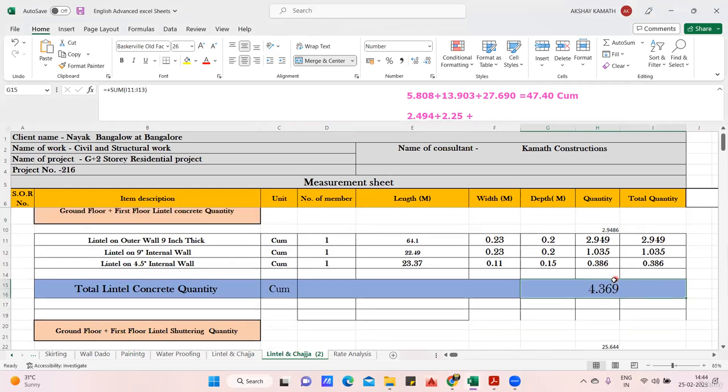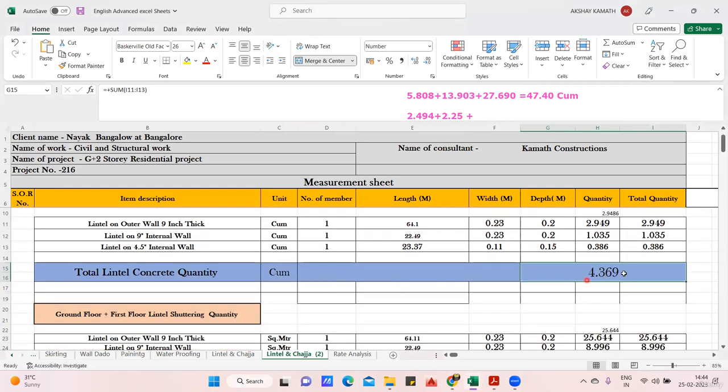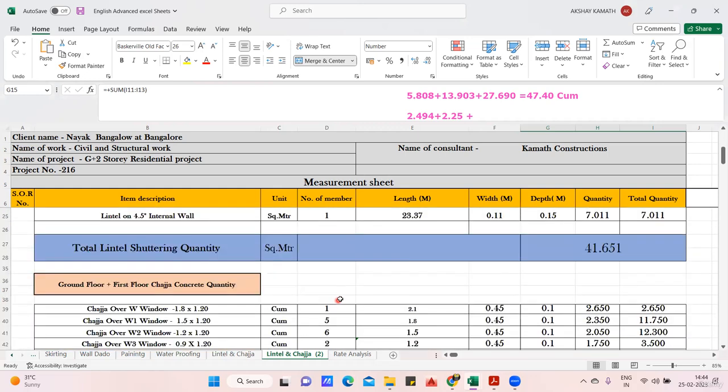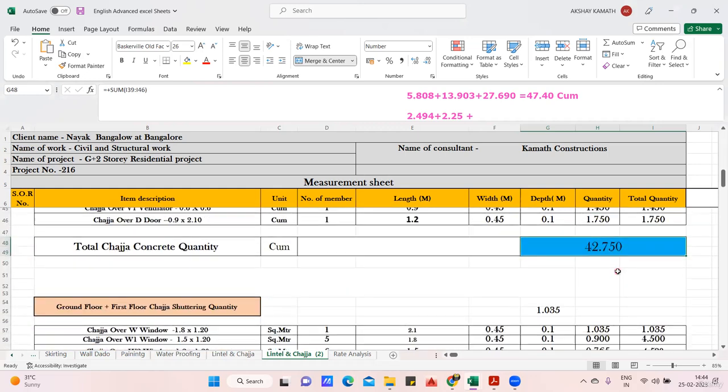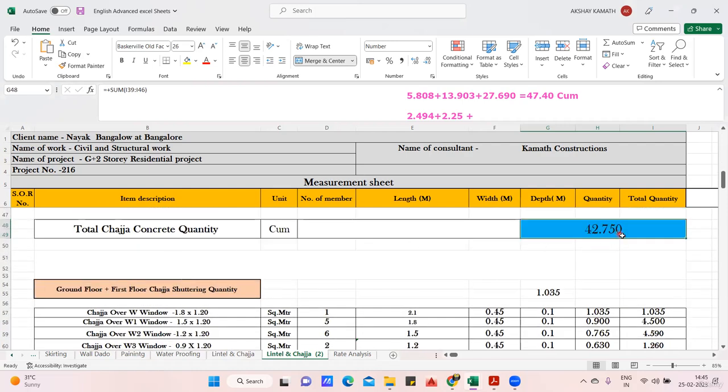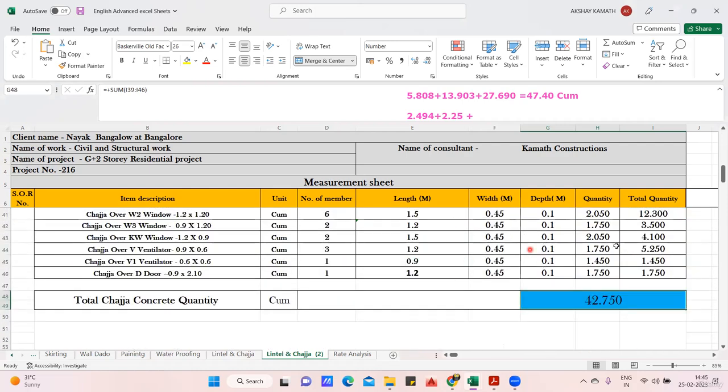But since I'm doing the BOQ floor-wise, this is the total lintel concrete quantity I got, including ground floor and first floor. So if I divide it by 2, that means 2 cubic meter has gone in the ground floor and another 2 cubic meter in the first floor. Okay. And last is the chajja concrete quantity. The chajja concrete quantity is almost 42.750, including your ground floor and the first floor. I'll divide this by 2. So roughly 21 cubic meter is required in the ground floor. So add 21 to this. Let us say 21 cubic meter I'll take. Fine. That's it. So the same thing I've done here in the BOQ. Come to the bill of quantities.